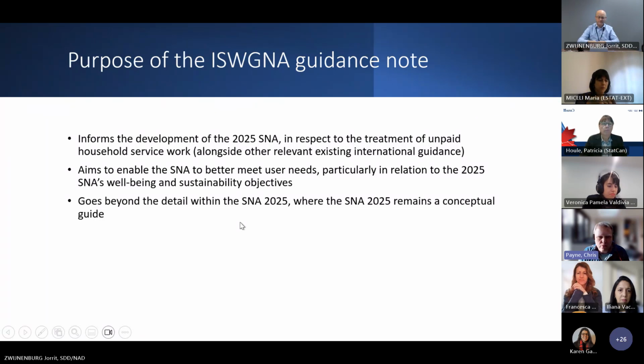So I'll talk you through first of all the purpose of the guidance note we put together. It basically was to inform the development of the 2025 SNA in respect to the treatment of unpaid household service work, alongside existing relevant international guidance. So it was almost signposting quite a lot of guidance that's already out there. It aims to enable the SNA to meet user needs, particularly in relation to the well-being and sustainability objectives that Jora described, and it goes beyond the detail within the SNA 2025 itself, where the SNA really focuses on being a conceptual guide.